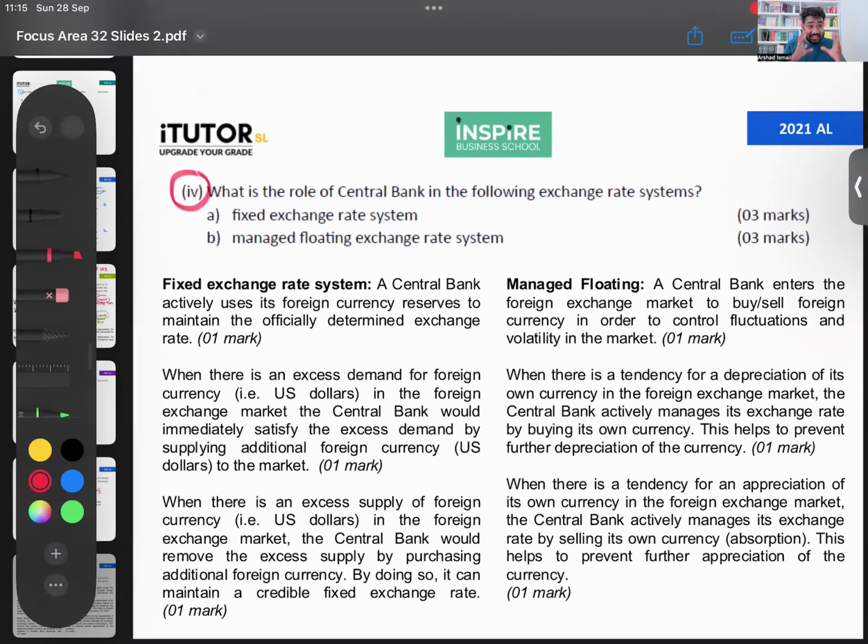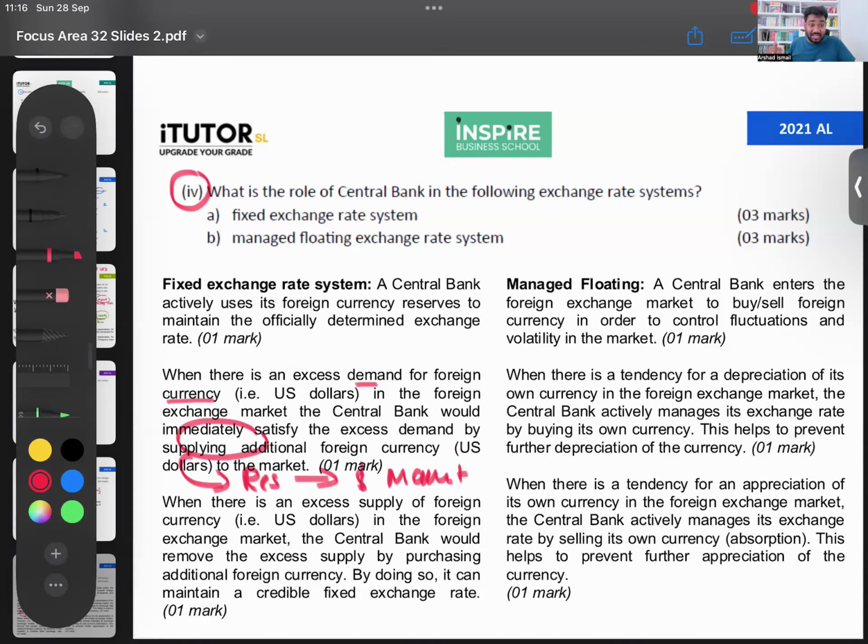To keep it fixed, they have to use their foreign reserves. Remember, I explained how China is keeping it fixed. When there is an excess demand for the foreign currency, when will we demand the foreign currency? When we have to pay. So when we pay, the exchange rate can actually depreciate. So then what happens? The central bank will supply dollars to the market. If there's excess demand, the central bank would satisfy it by supplying dollars from your reserves to the market.